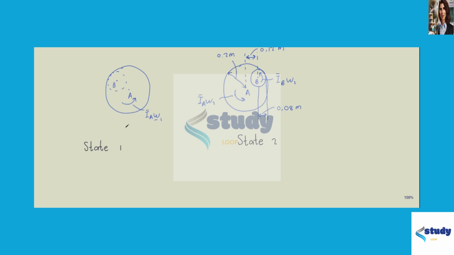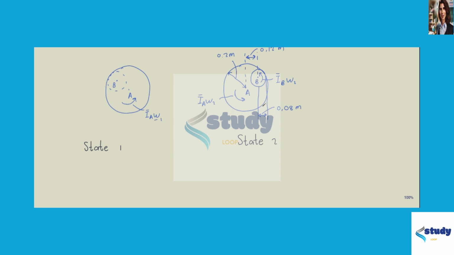In state 1, we can see that the platform A rotates with angular momentum I bar A times omega 1. In state 2, platform A moves with angular momentum I bar A omega 2, and the disk is now added to the platform and moves with angular momentum I bar B, where I bar is the mass moment of inertia for A and B, and omega 2 is the angular velocity.